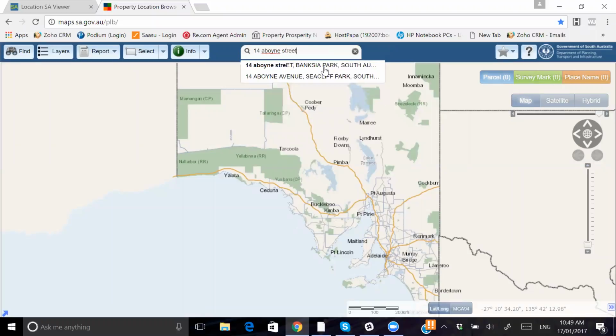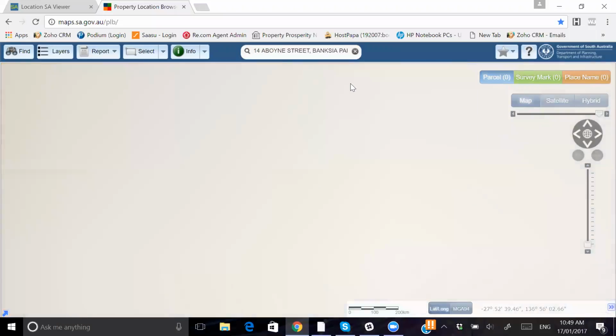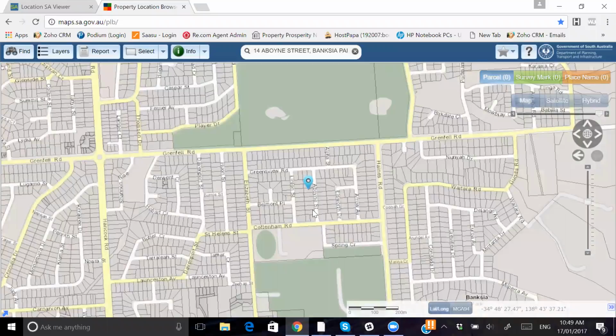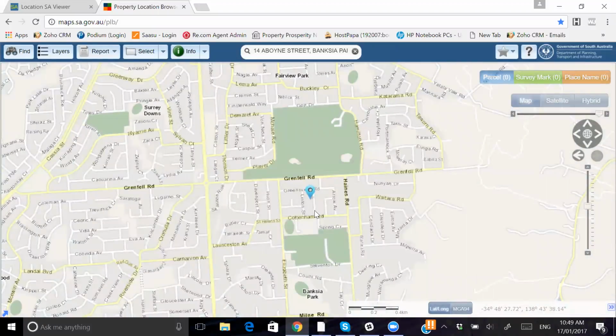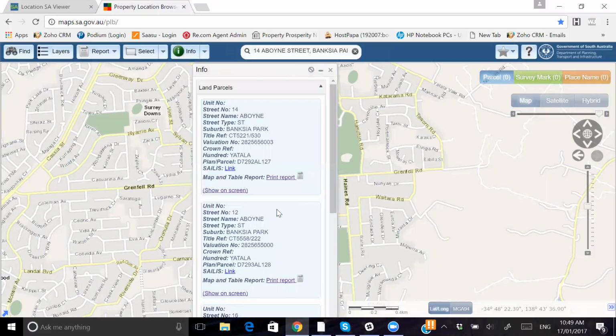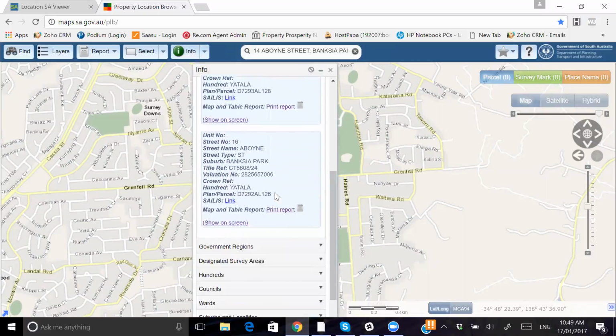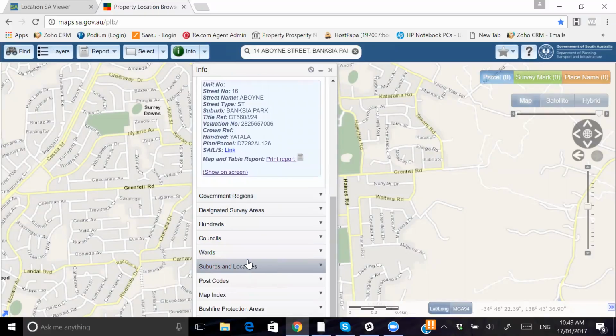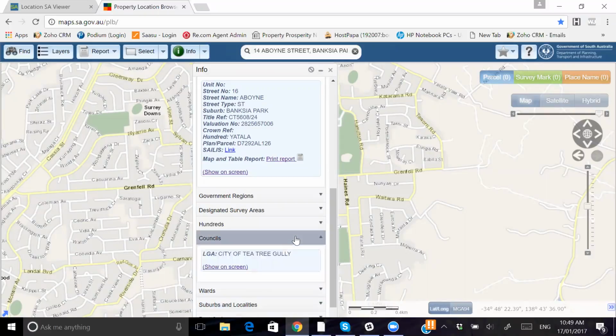So Banksia Park. Okay, so remember from my previous explanation, I showed you how we can actually go in and look at different, come in here and we can click on info, click on that particular address, and it'll give us some information about a whole pile of properties. But we come in here in suburbs, postcodes, map index, council. So we can go to council.